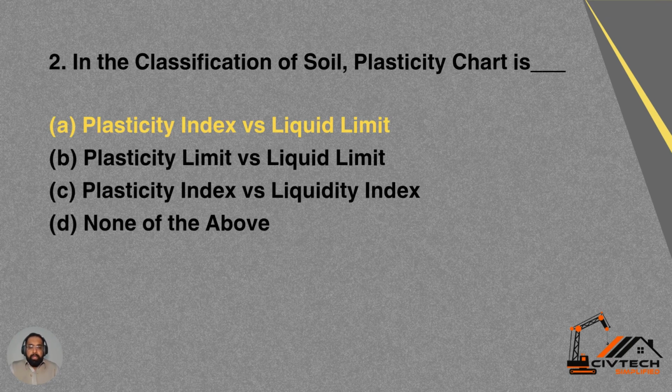Question number 2. In the classification of soil, plasticity chart is dash. Option A, plasticity index versus liquid limit. Option B, plasticity limit versus liquid limit. Option C, plasticity index versus liquidity index. Option D, none of the above. So A is the correct answer. Plasticity index versus liquid limit is the plasticity chart.